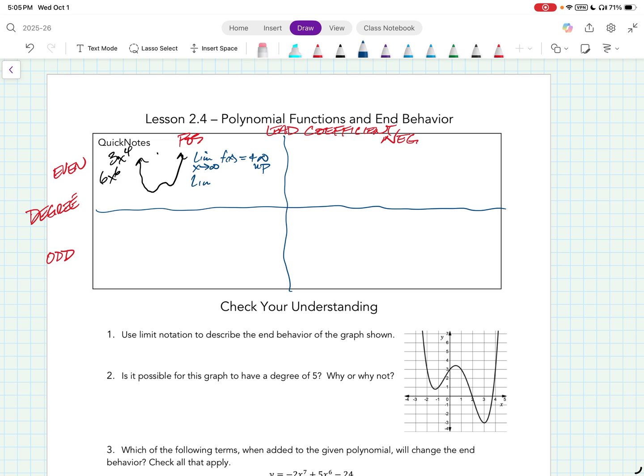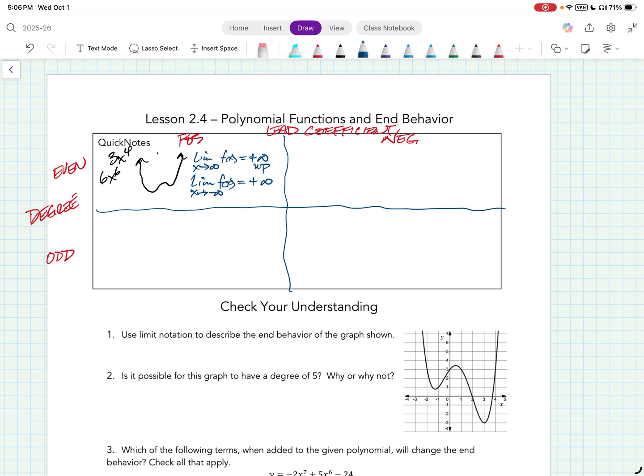And on the other side, the limit of the function f of x as x approaches negative infinity, which means as you go left, it still goes up. So it has to be positive infinity as well. When x gets large to the right, the function goes up. When x gets more negative to the left, the function goes up.